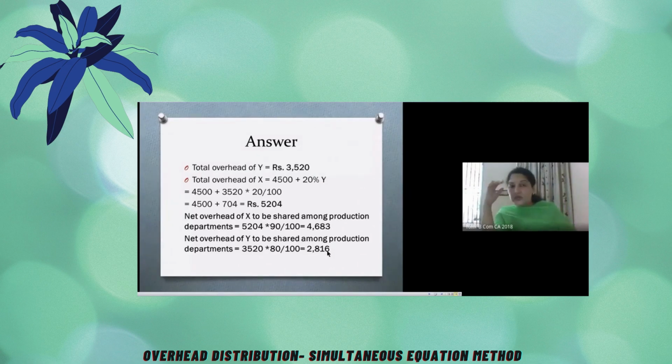This is the total of overhead expenses that need to be shared between A, B, and C. I know that you might be having confusions when I'm just explaining it, but it will be a little more clear when you are doing that. But I'll just repeat it once more before we start doing it.